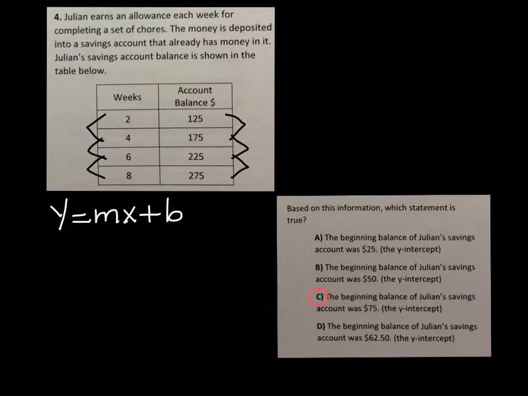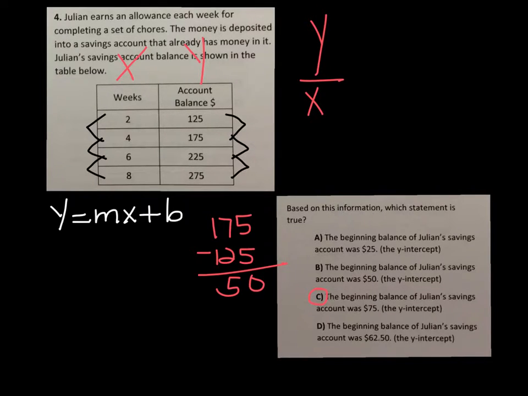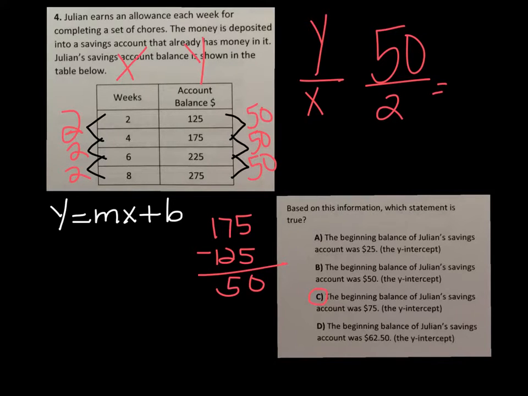Number 4, just like number 1, it's a table. So you have to figure out the change in y over the change in x. When you do the subtraction, you would see that the change that's happening each time is 50. And then on the x side, the change that's happening is 2. If you write that y over x, you see that that equals 25, but that's not what the question is asking. The question is asking for the beginning balance.